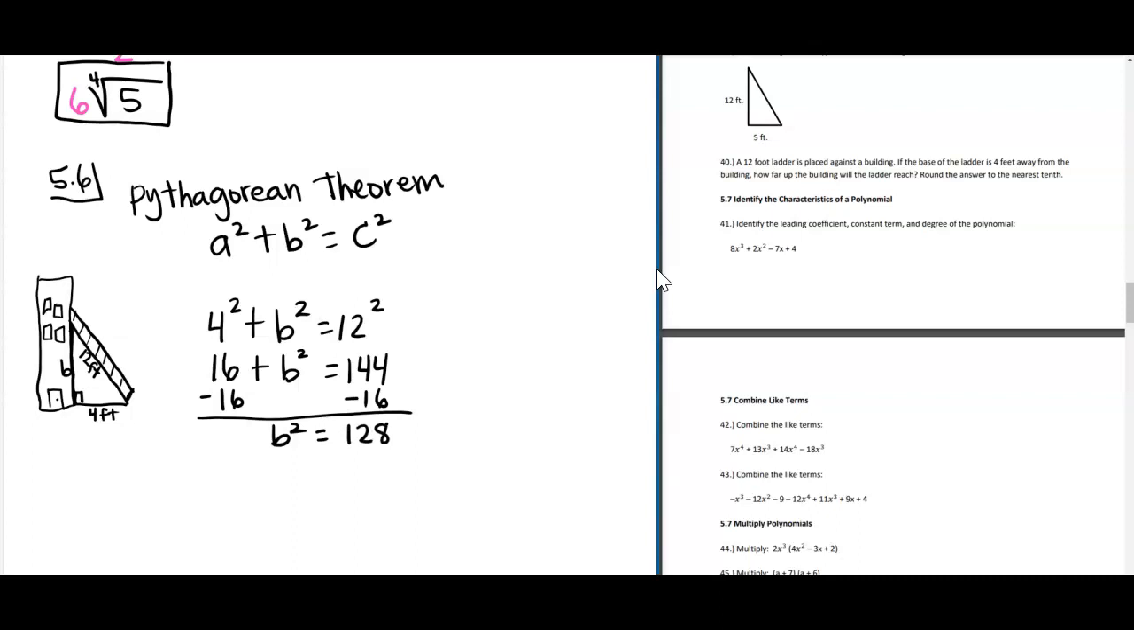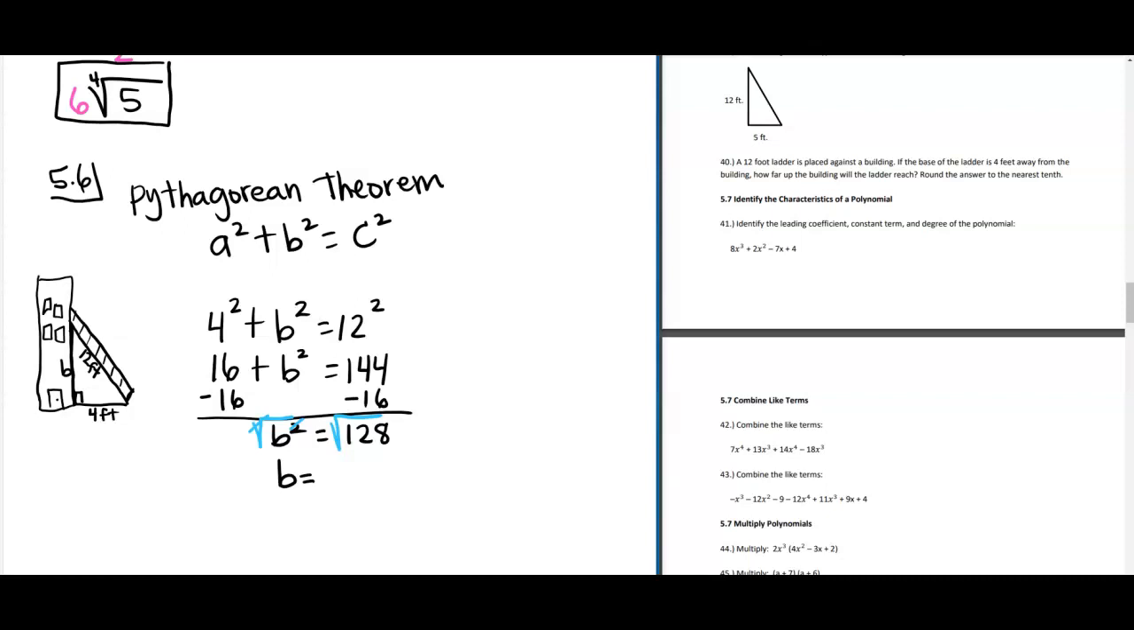And then when we're thinking about it, we don't have B by itself yet. That's what we're trying to solve for. We're trying to figure out what B is. But to undo squaring something, we square root both sides of the equation. Squaring something and square rooting are opposite operations, so those undo each other, and then you're just left with B on this side, which is what we want. And then figure out on your calculator, what is the square root of 128?